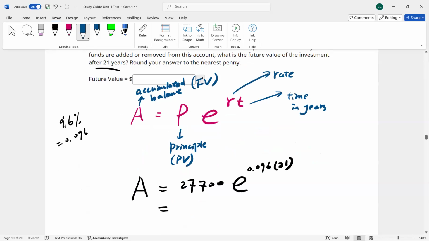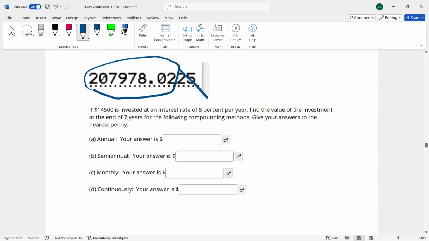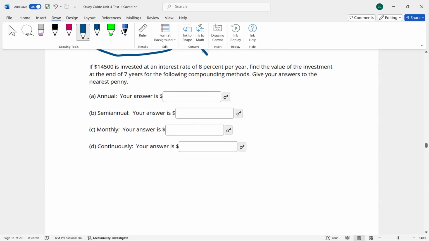This question isn't that challenging if you know the formula. Question number 11. If $14,500 is invested at an interest rate of 8% per year, find the value of the investment at the end of 7 years for the following compounding methods. Give your answers to the nearest penny. Okay, so it's all about the formulas. You just need to memorize those formulas.